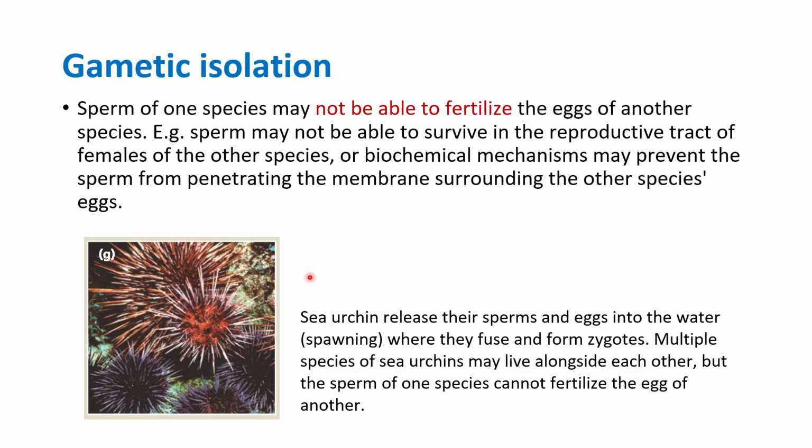A great example of gametic isolation is sea urchins of different species that live in the same area. Many of them mate at the same time by releasing their gametes into the water in a process called spawning, right? But with so many sperm and eggs swimming in the same water, only the ones from the same species can actually fertilize each other, due to gametic isolation between the species.